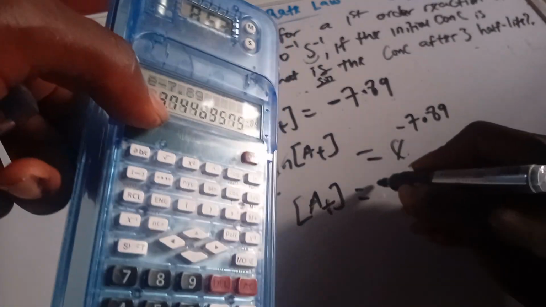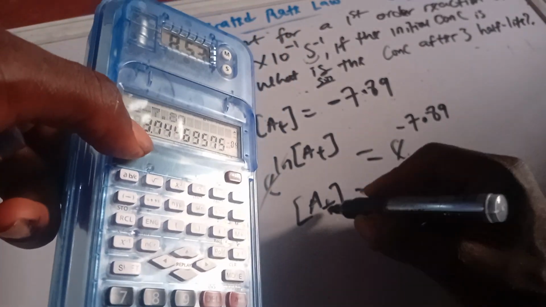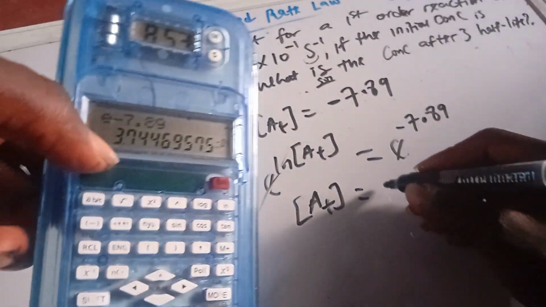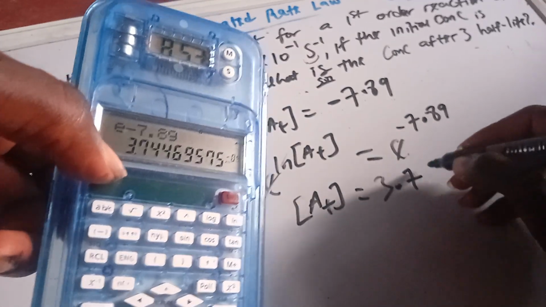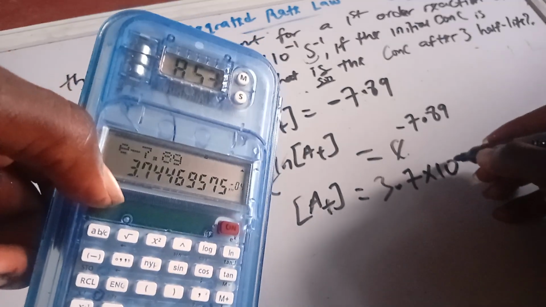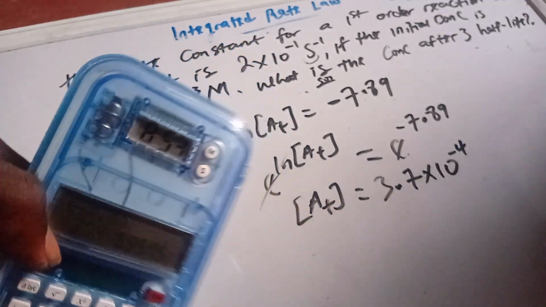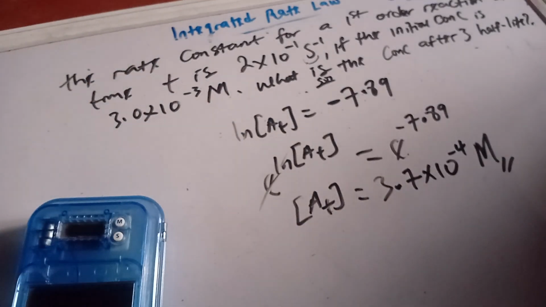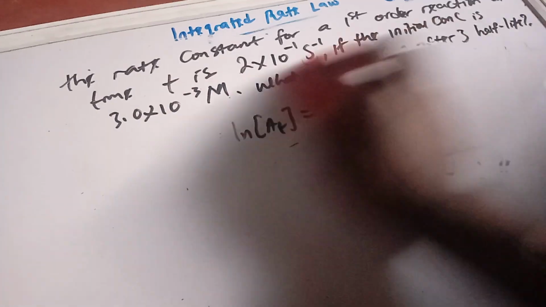So here we have our concentration At at that particular time, at 3 half-lives, is 3.7 times 10 raised to the power minus 4 mol per dm cube, which can be represented as big M. So that's all about zero and first order.